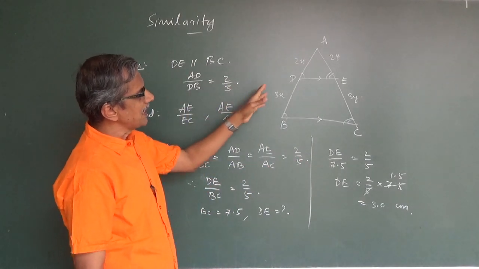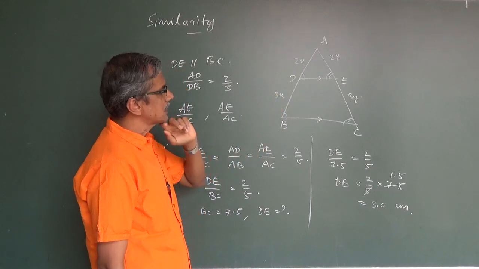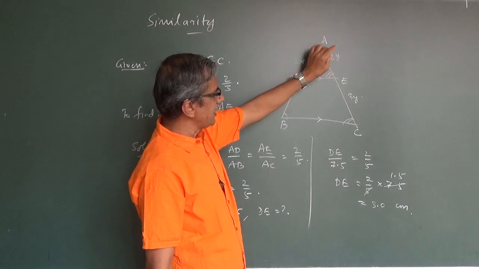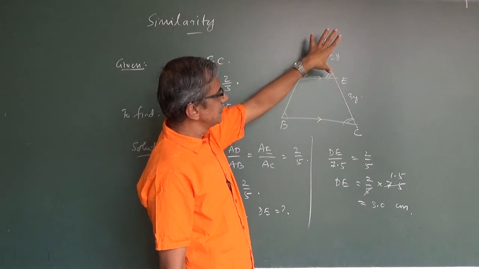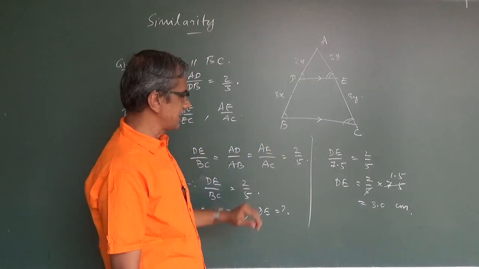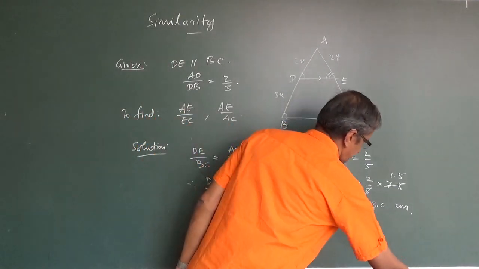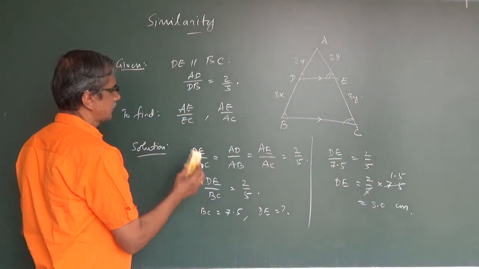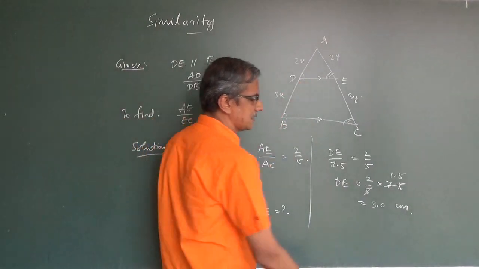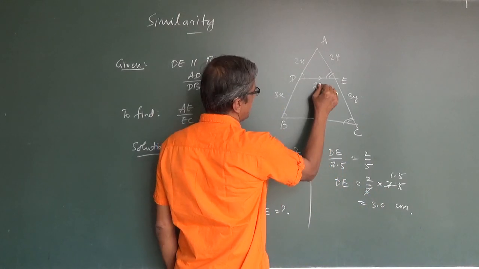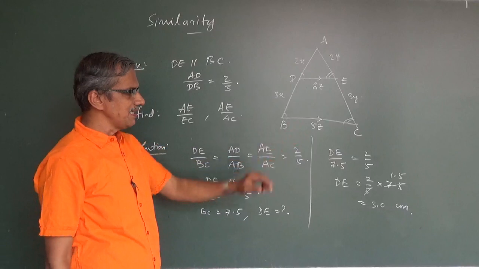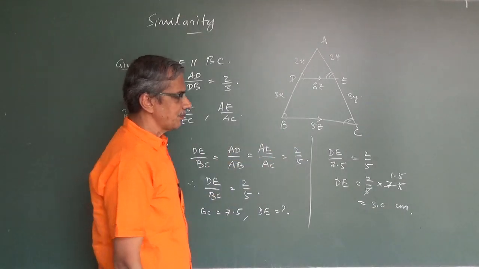You can use similarity completely also. So I can say AE by AC is 2/5. If this is 2/5, this has to be 2 and 3. Like that also I can say. So for this you have to remember, if this is 2z, this will be 5z. Like that you have to remember this.